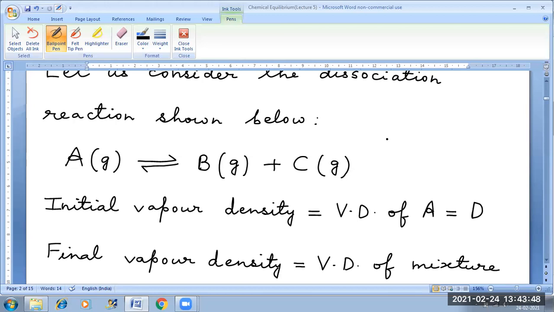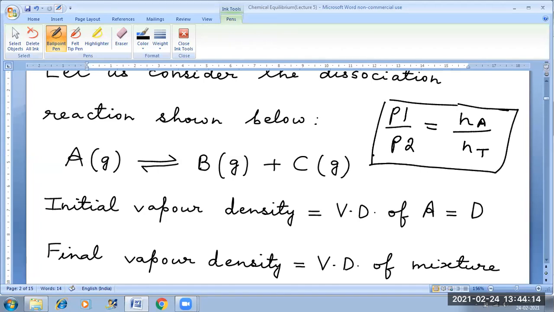Because the volume and temperature both remain constant, from what I wrote a few seconds back, can I say this? Therefore, P1 by P2 is nothing but this. Can I say this? Yes sir. In any question of equilibrium, this holds true because volume and temperature are constant. Initial pressure upon final pressure for the same reaction will always equal the ratio of initial moles and final moles.